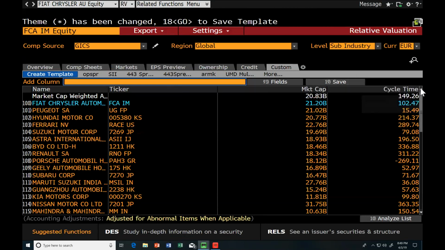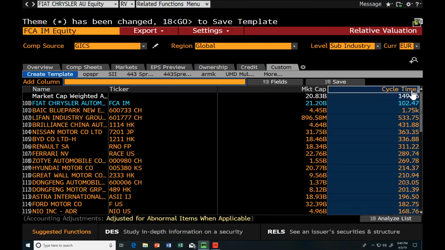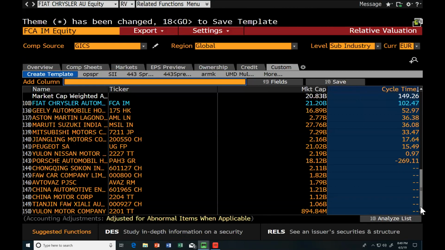Average cycle time in the industry, 149. Let's see who's really fast. Or here's who's really slow. Nissan's really slow. Renault's really slow. Ferrari's really slow. Makes sense. Hyundai, not so fast. Ford, incredibly slow in the industry.